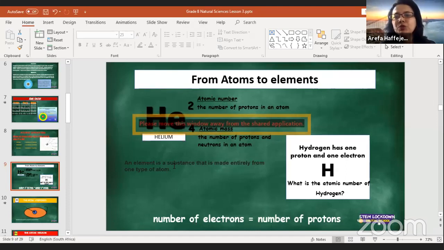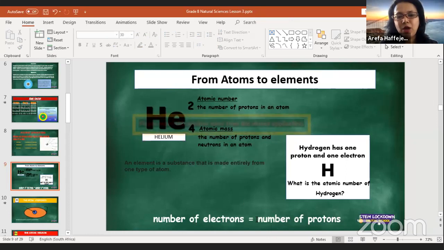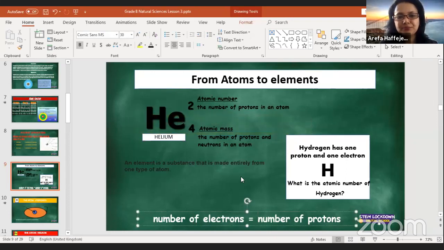Who can tell me? If it has 2 protons, I want you to go on to chat and type in your answer. How many electrons would it have? When you're going to write your answer, look at the question and then type in your answer. How many electrons would it have? If it has an atomic number of 2 and the protons are 2, what would be the number of electrons? Can anybody tell me?